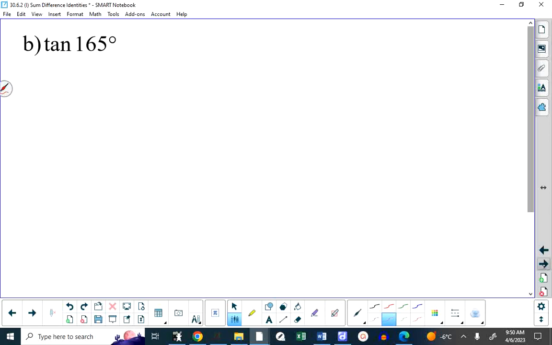Okay. Tan of 165. We're going to do the same thing here. We're going to find two angles that add or subtract to give 165. And those angles have to be 30s, 45s, 60s, multiples of those. I think it's always the case when you see these questions that the angle you're dealing with ends in 5 degrees, which means one of the angles is going to be 45. 45 plus 120. Now, tangent is a little more complicated to get values of from the unit circle, but we're going to see in a second that it's not that bad.